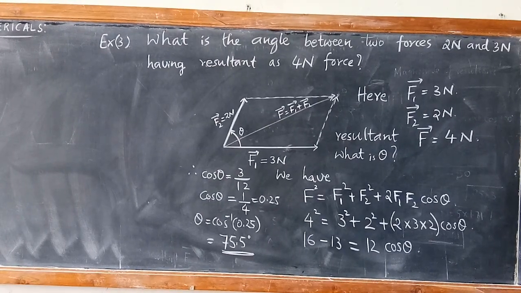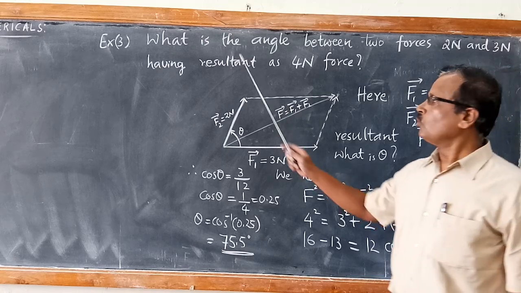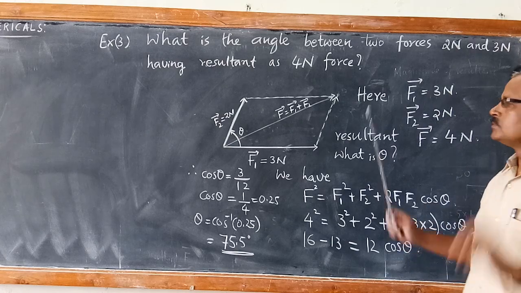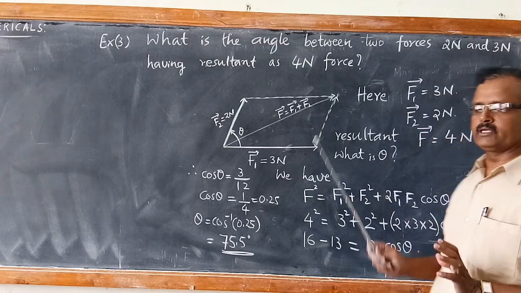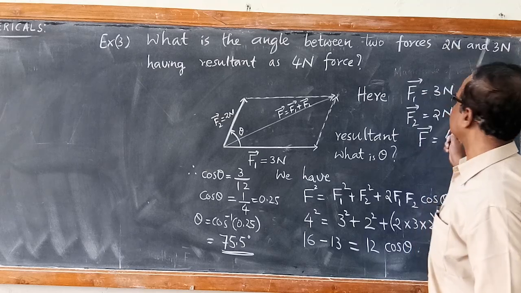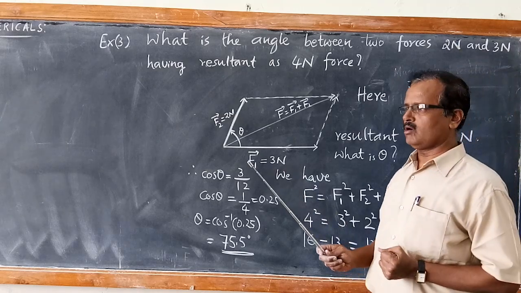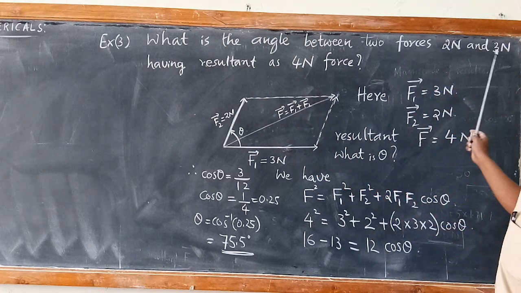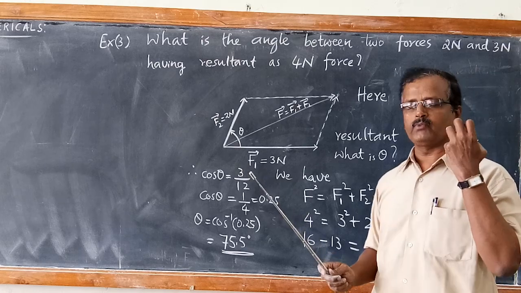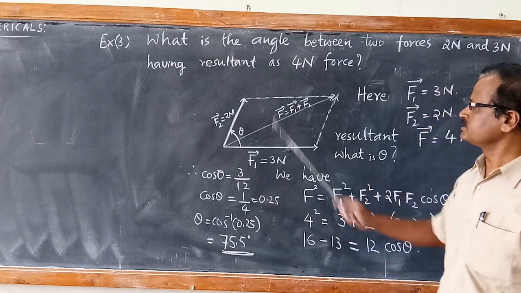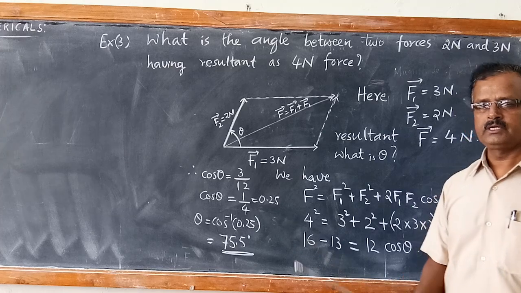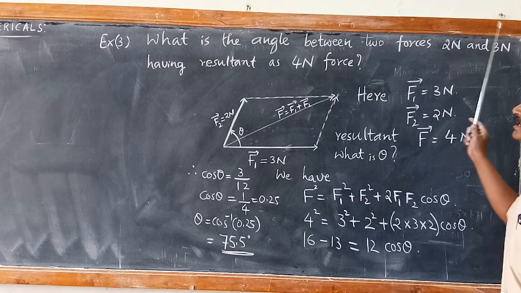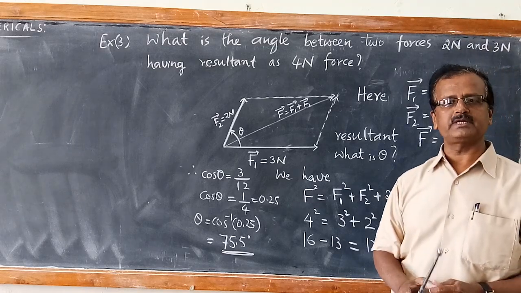Okay, let us see the next problem. Third problem. What is the angle between two forces, 2 Newton and 3 Newton? There are two forces, 2 Newton and 3 Newton, acting on one particular object. They have a resultant of 4 Newton force. If this is the case, what is the angle between the 2 Newton force and the 3 Newton force?